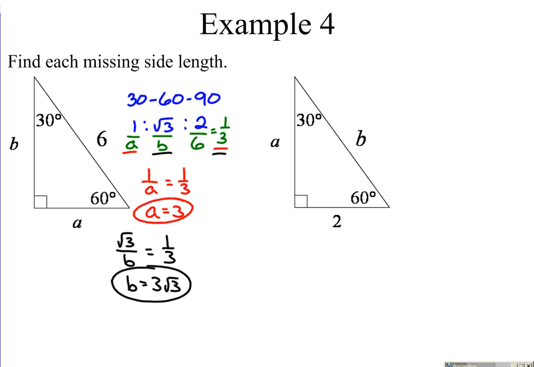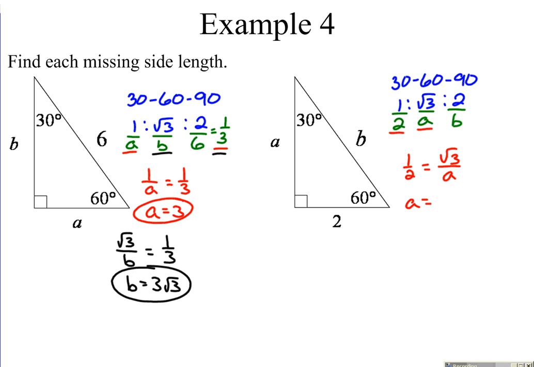Last one, 30, 60, 90 triangle. 30, 60, 90 is always 1 to root 3 to 2. Across from 30 is 2. Across from 60 is A. Across from 90 is B. If I solve for A first, I'm going to choose that along with the one ratio that I know. So I have 1/2 equals root 3 over A. Cross multiply. A is 2 root 3.